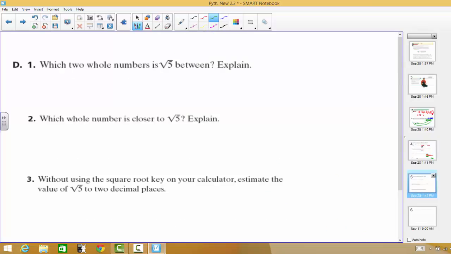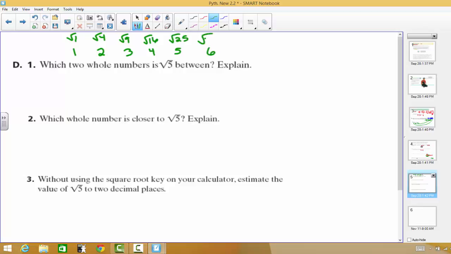So now we're going to think about our squares. I'm going to write this over here so it's longer. So 1 squared is 1, so the square root of 1 is 1. 2 squared is 4, so the square root of 4 is 2. 3 squared is 9, so the square root of 9 is 3. 4 squared is 16, so the square root of 16 is 4. 5 squared is 25, so the square root of 25 is 5.